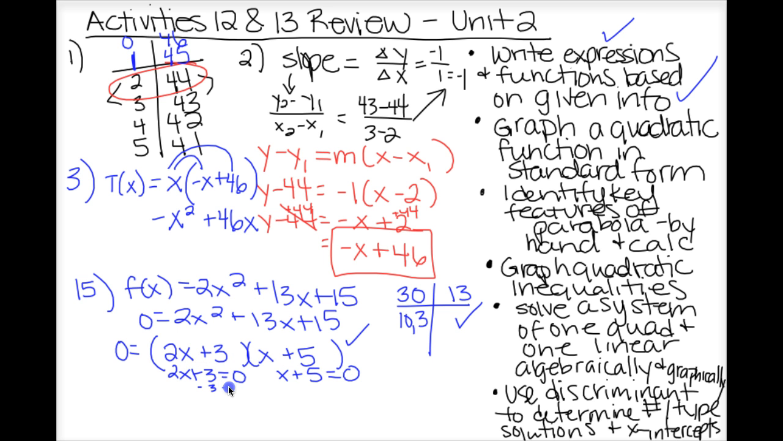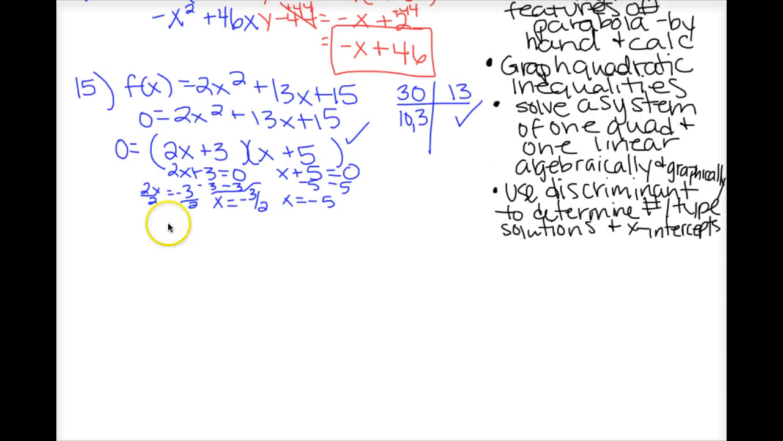So here I'm going to subtract 3 first, 2x equals -3, and then divide by 2. Remember, decimals are not okay here. We're doing this by hand, so it needs to be in fraction form. So -3 over 2 is going to be your answer there. And then here, that's an easy one, just subtract the 5. So x equals -3/2 and x equals -5.